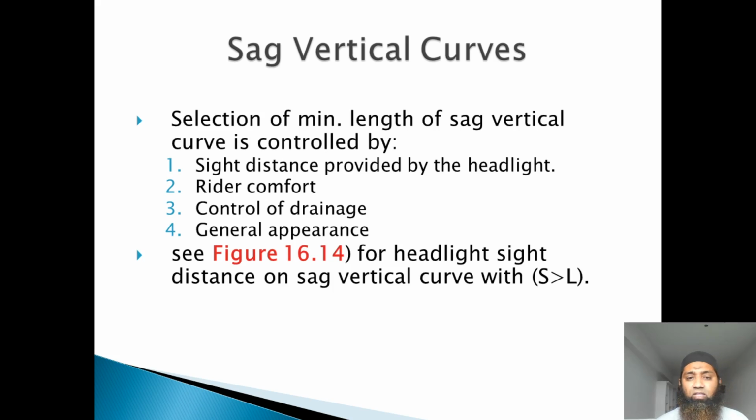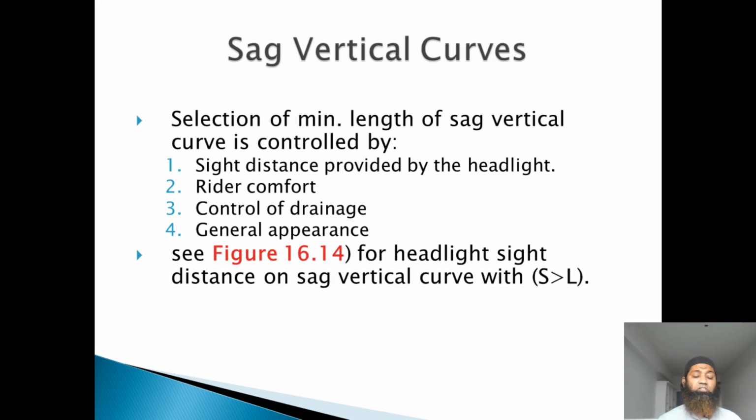Let us see here. Now sag vertical curves, what are they? Selection of minimum length of sag vertical curve is controlled by, what are the factors that are considered for designing sag vertical curves? The sight distance provided by the headlight. So the sight distance is playing a very important role here. What is the distance being provided by the headlight? Till where can we see? How far can we see with the light we have on the vehicle? So depending on that, we'll be designing the sag vertical curves.